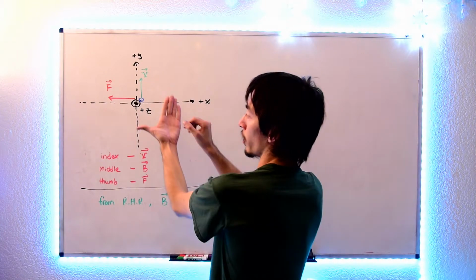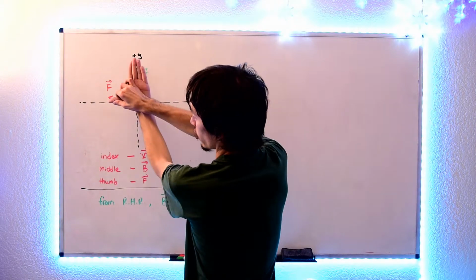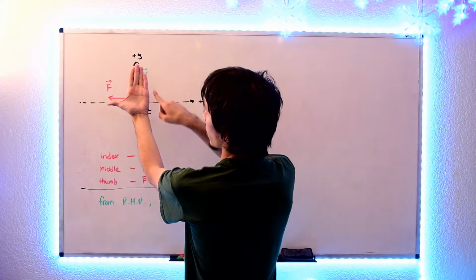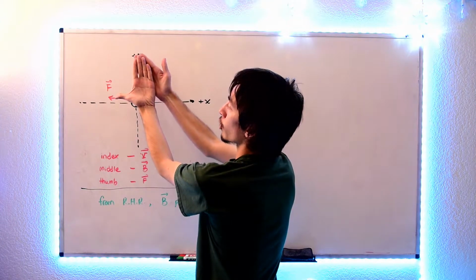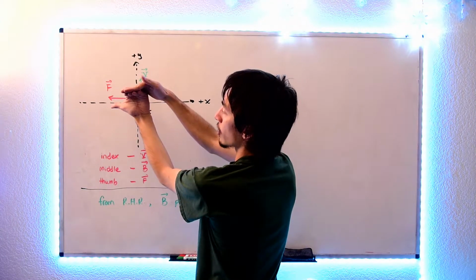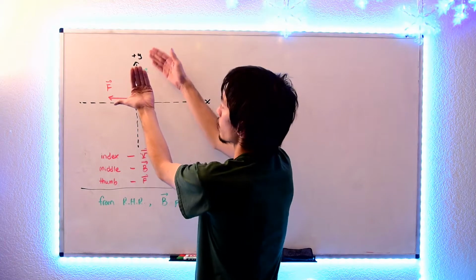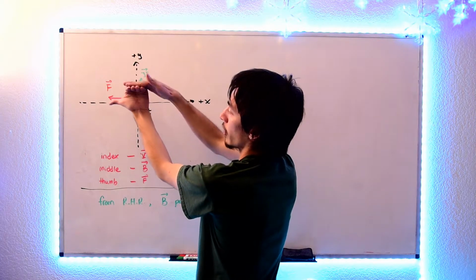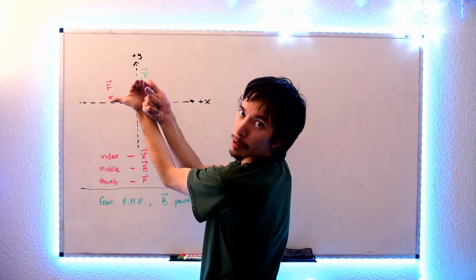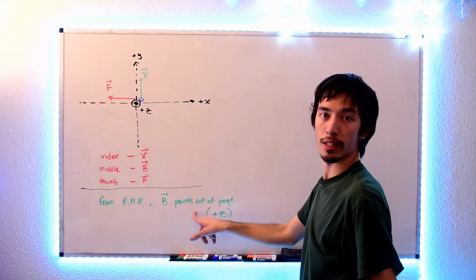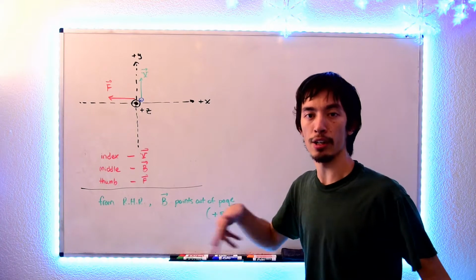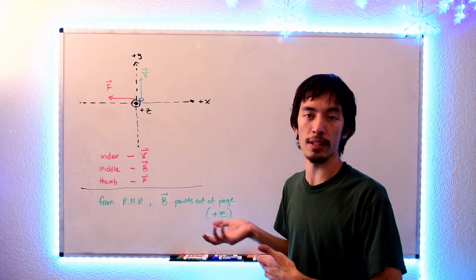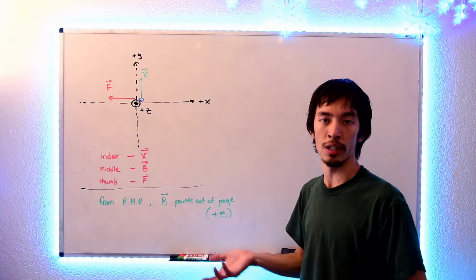I'm going to go, force needs to go in the direction of the thumb, and I have my fingers in the direction of the velocity. My fingers will end up curling into the direction of the magnetic field. So in this case, when they curl, they end up coming out of the page, which is the same answer that we got with the other right hand rule. Okay, so it doesn't matter how you do this as long as you're consistent and follow the rule.